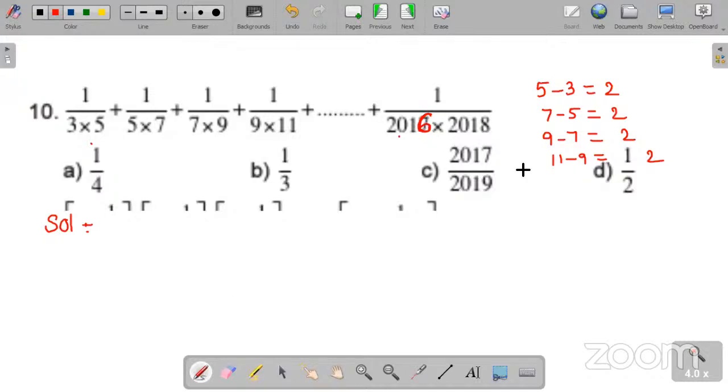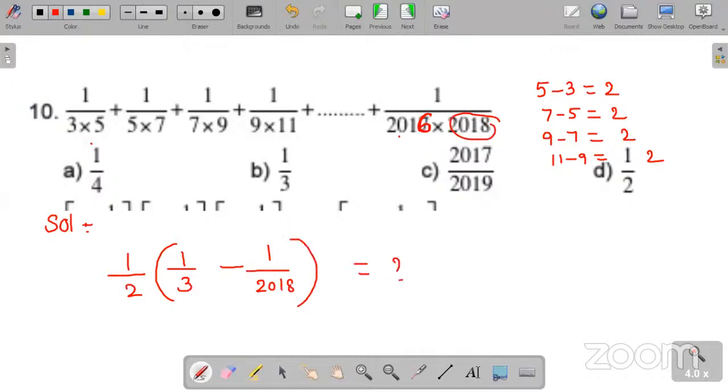Now, how to write, I will explain. Don't worry. Since the difference is 2, we write 1 by 2. Here write 1 by 3, the first value, minus the last value, which is this one, 219. Then simplify, and you will get the answer. That's all. Whenever the difference is like this, you follow this method: 1 by 2, then the first number minus the last number, and you will get the answer.